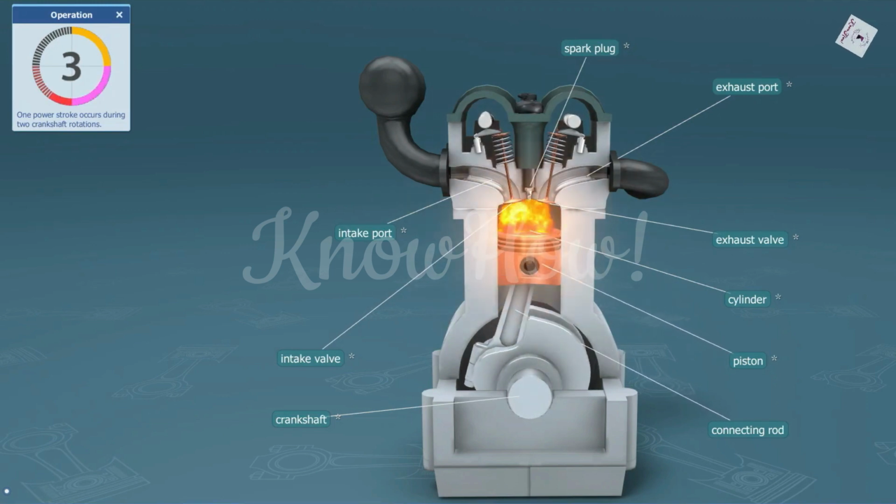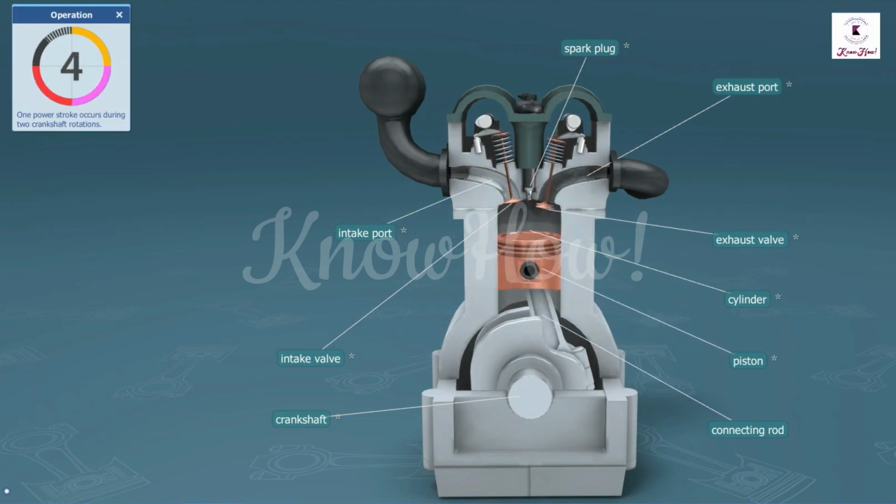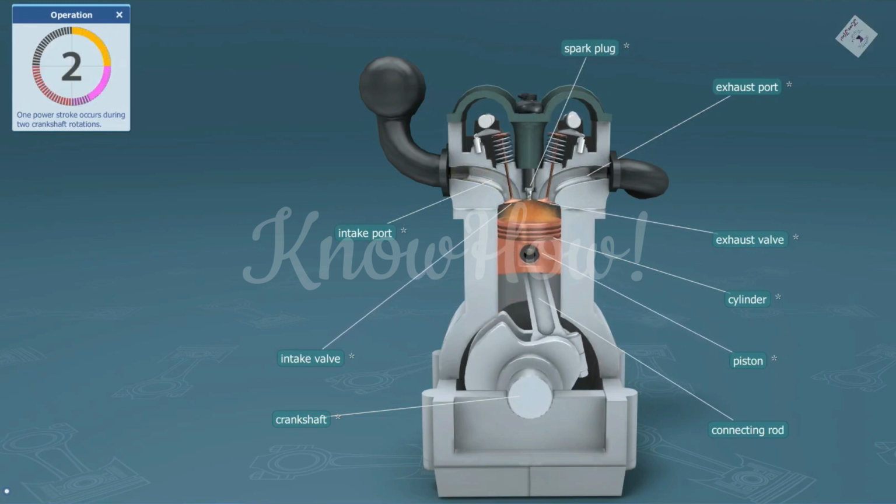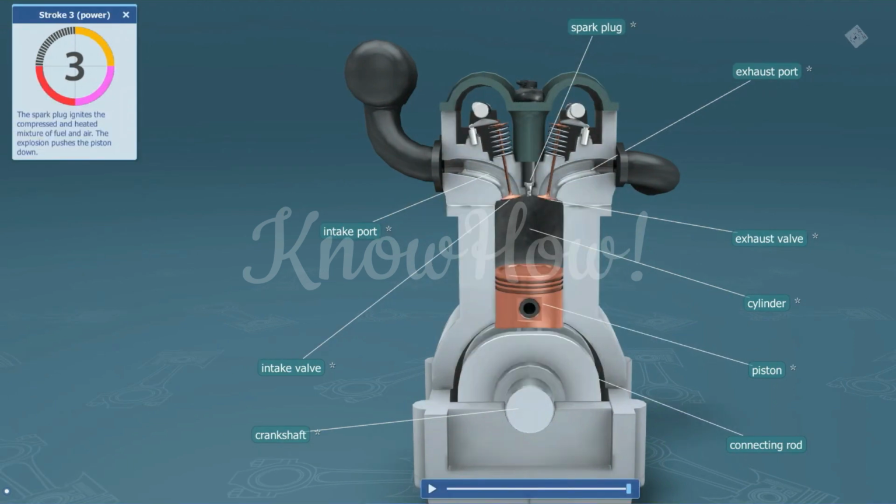3. Power stroke. With both valves closed, the spark plug, located in the picture between the intake and exhaust valve, will fire, igniting the air-fuel mixture. The resulting explosion forces the piston downward and rotates the crankshaft, which in turn propels the vehicle.